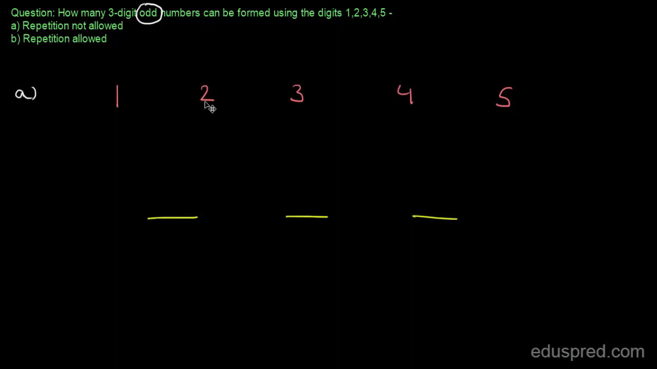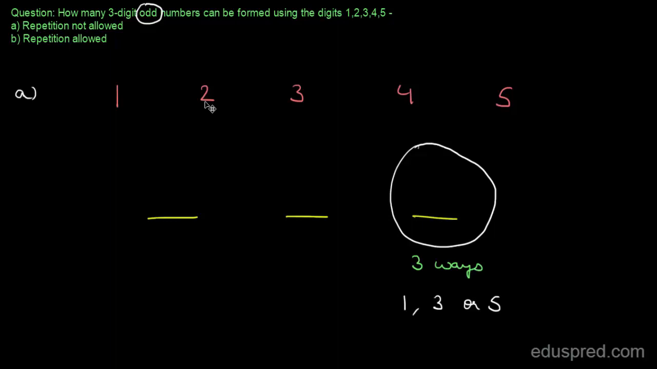Now this condition relates to the units place, and this condition implies that the units place can be filled in 3 ways. So the units place can either have 1, 3 or 5. So that means there are 3 ways to fill the units place. And just for the sake of example, let's say that the number that we are choosing here is 5.